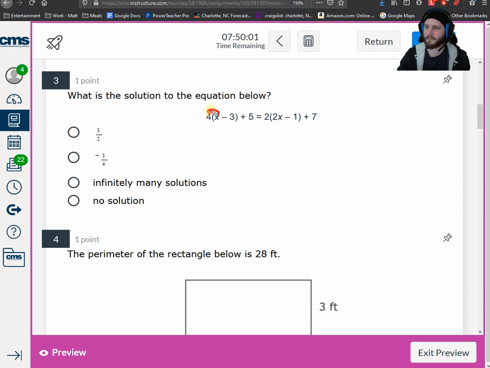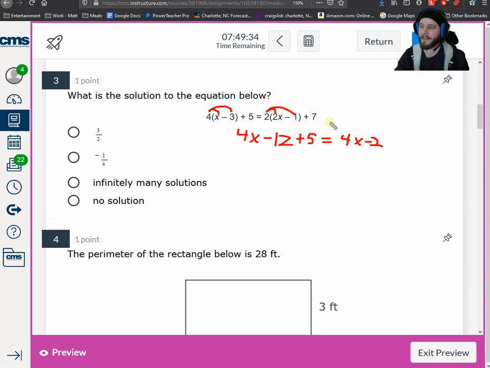4 times x and 4 times x minus 3. Keep in mind that minus. 4 times x is 4x. 4 times negative 3 is negative 12. We still have that plus 5 hanging out to the side. Equals, distributive property on the right side, 2 times 2x, that is 4x. 2 times minus 1, that's going to be minus 2. And then we still have that plus 7 hanging out to the side.